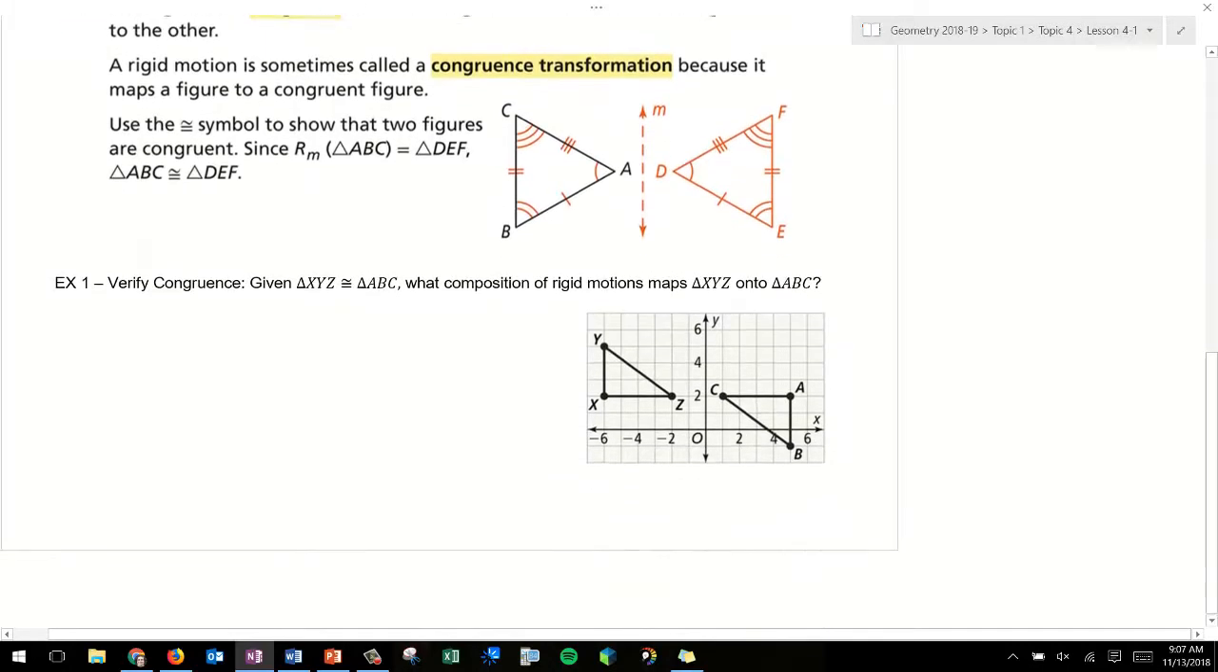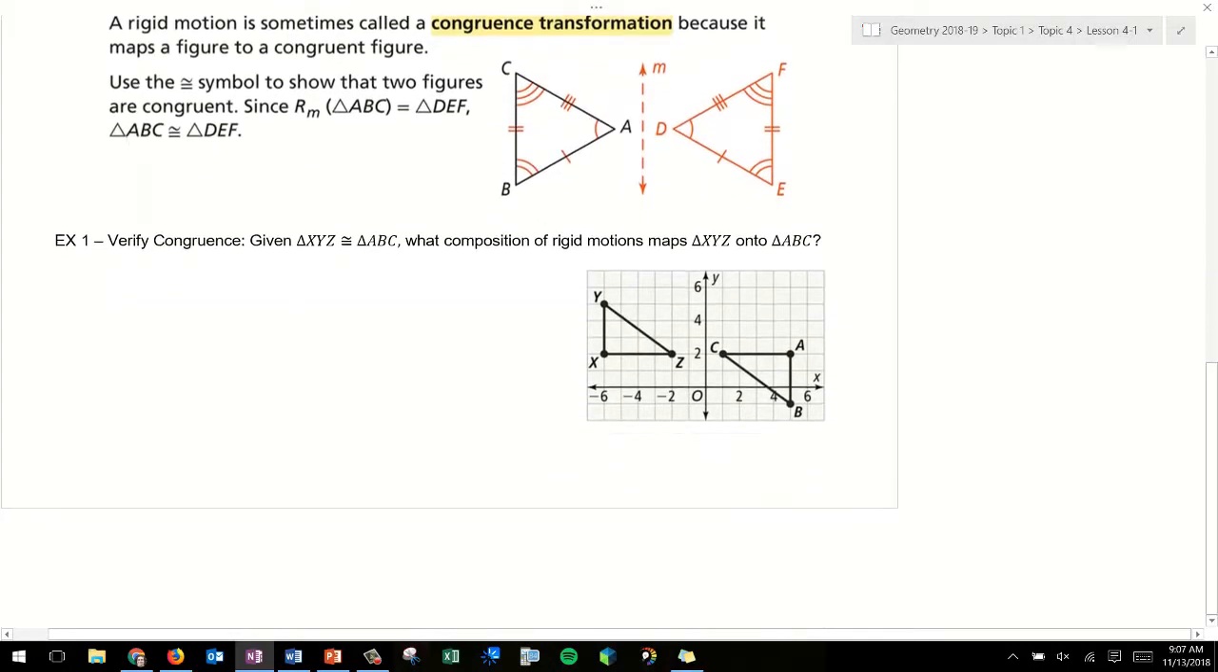So take a look at this first example here. They want us to verify that these two triangles are congruent. And they want to know what composition or what combination of motions could we use to map this figure. Well, it appears we're going to have to do at least a flip over the y-axis to start. So we're going to reflect over the y-axis. And I'm going to go ahead and do that. Why don't you guys do the same? And then once you unpause the video, it will be there for you.